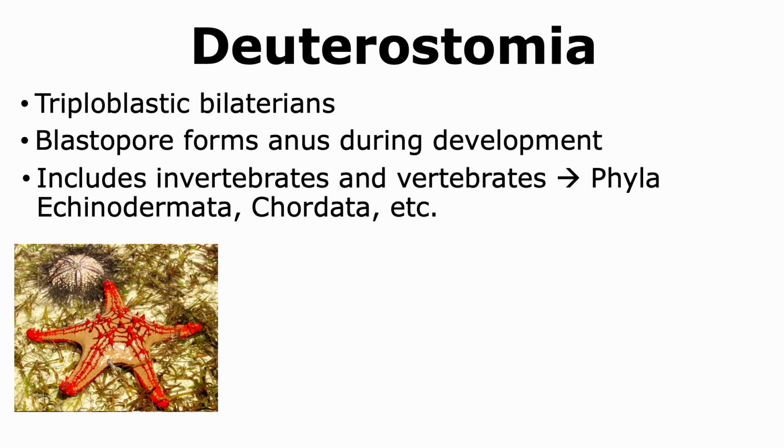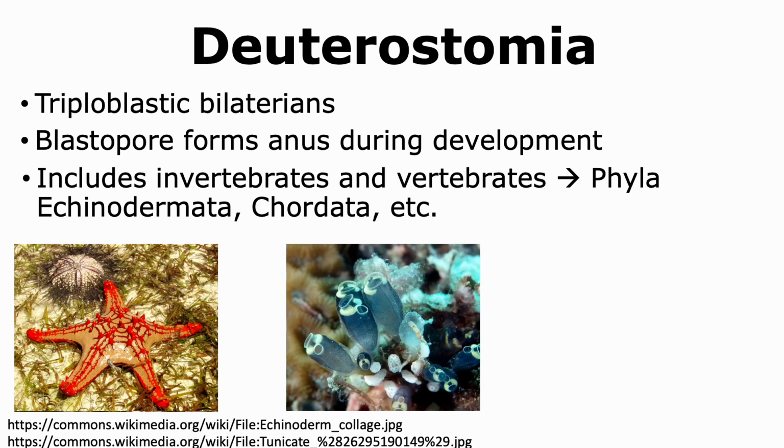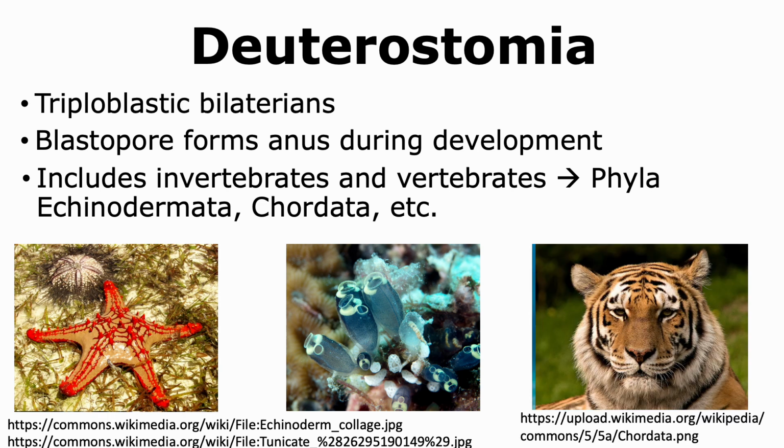Organisms in Deuterostomia can be invertebrates as well as vertebrates. In fact, all vertebrates come under the clade of Deuterostomia. Thus, organisms belonging to the phyla Echinodermata, Chordata, and others come under the clade of Deuterostomia. These include animals like starfish, which are echinoderms, tunicates, which are considered chordates but are invertebrates, and all vertebrates.